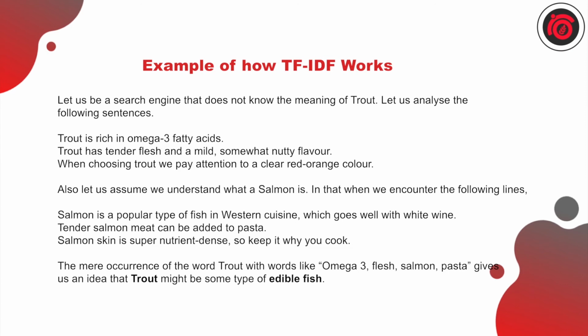But the mere occurrence of the word trout in the same document as these 3 entities indicates to Google that trout must be some kind of a fish. Trout can be any other thing to Google. As I said, Google doesn't know what a trout is, but the fact that it occurs in the same document with the other things, like pasta is a food, salmon is a food, flesh indicates a food, and omega-3 is a type of fatty acid, indicates that trout is a fish. So that is how Google understands different entities, and it discovers new entities through the help of TF-IDF.